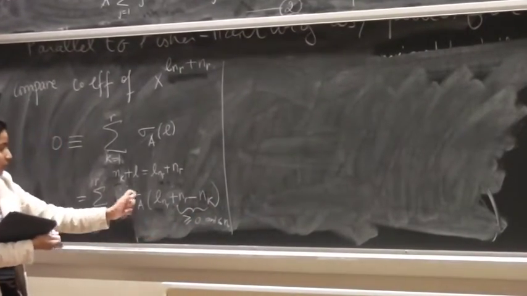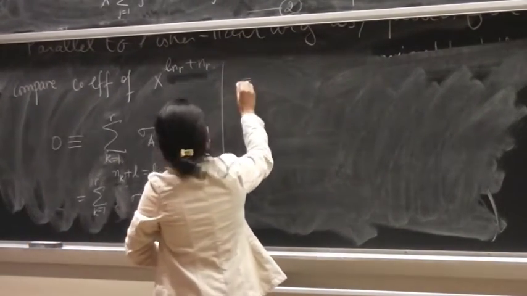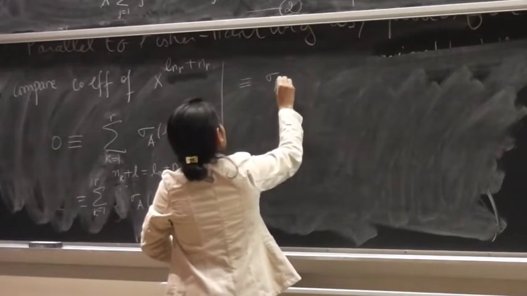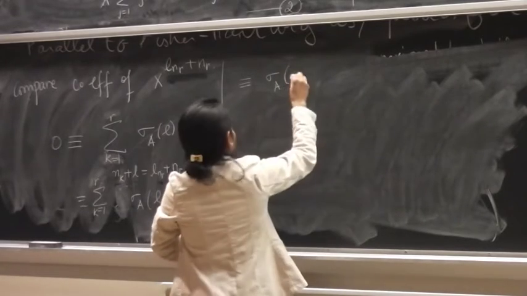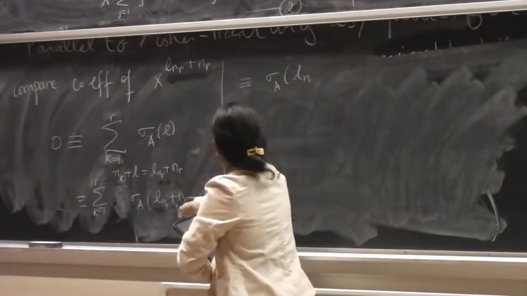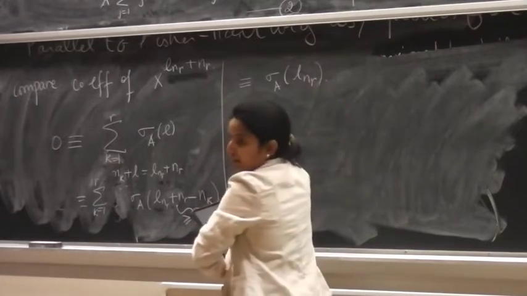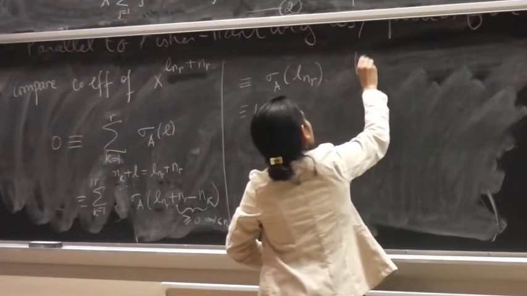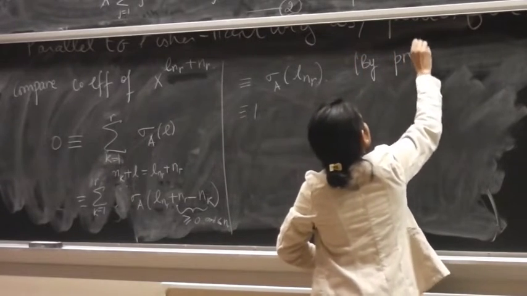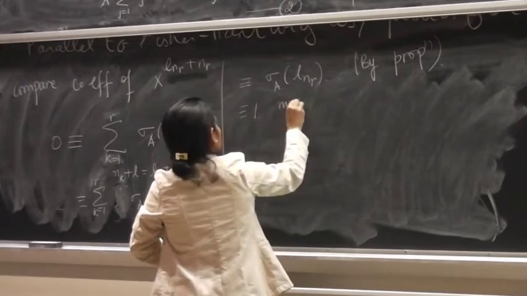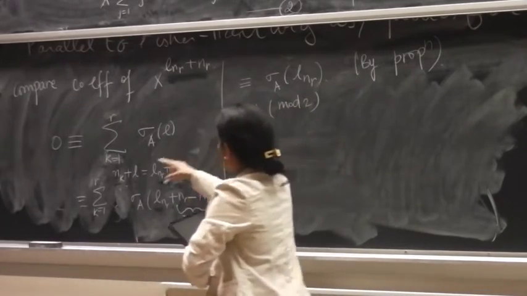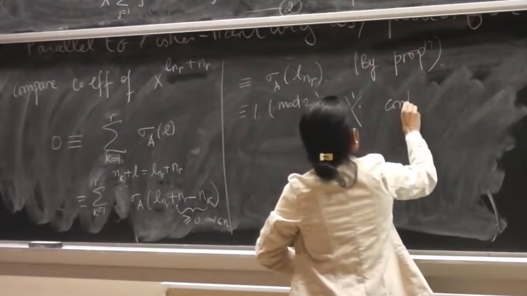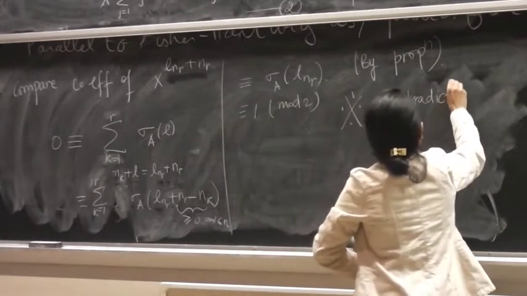Okay, so that means this is congruent to exactly sigma A of when you get k equal to r. So this is my proposition, and this is congruent to 1 mod 2, but that's not true. We started with 0 on the left hand side. So that's a contradiction.